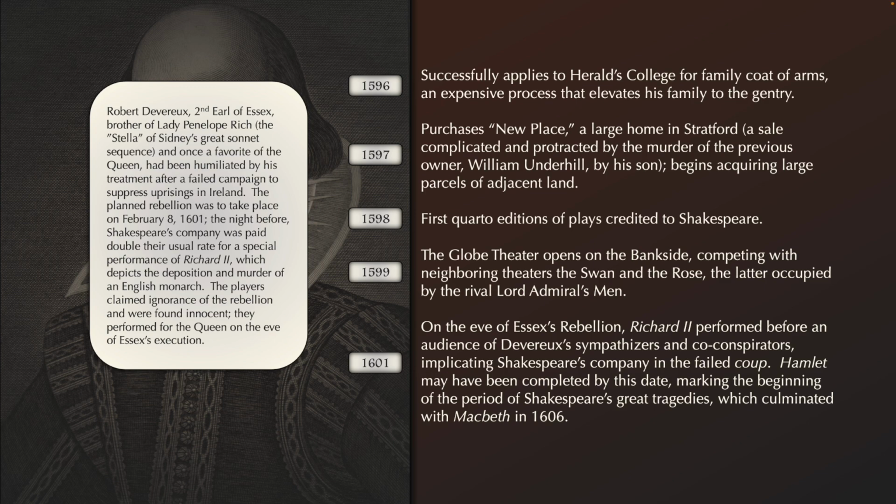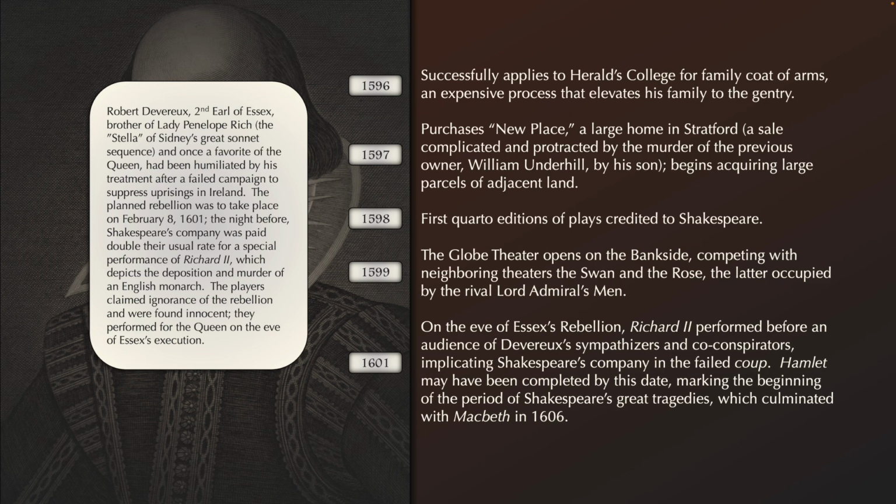And when he came home, he felt humiliated, not by his defeats alone, but also by his treatment back at home. And so this led him to plan a rebellion to overthrow the queen. And there was actually a date. It was to take place on February the 8th of 1601.